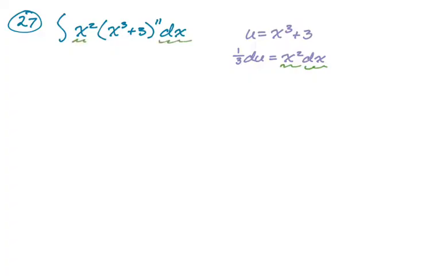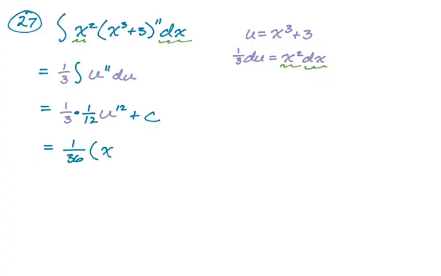So I'm going to pull out the 1/3 and just get the integral of u to the 11th du. Plus 1 times the reciprocal. So we're reversing the power rule. 1/12 u to the 12th plus c. And then 1/3 times 1/12 is 1 over 36. U is x cubed plus 3 to the 12th. And then plus c. And there you go.